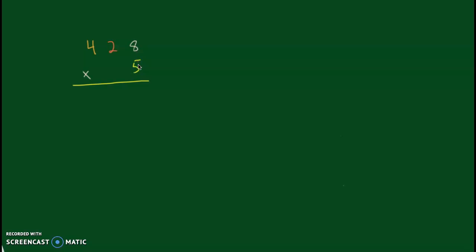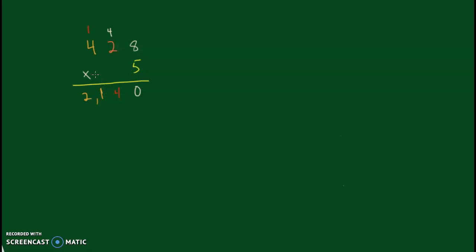So 8 times 5 is 40. Next, we do 2 times 5, and 2 times 5 is 10, and then we add this 4 onto that to get 14. And finishing up here, we take the hundreds place, so 4 times 5 is 20, plus 1 is 21.